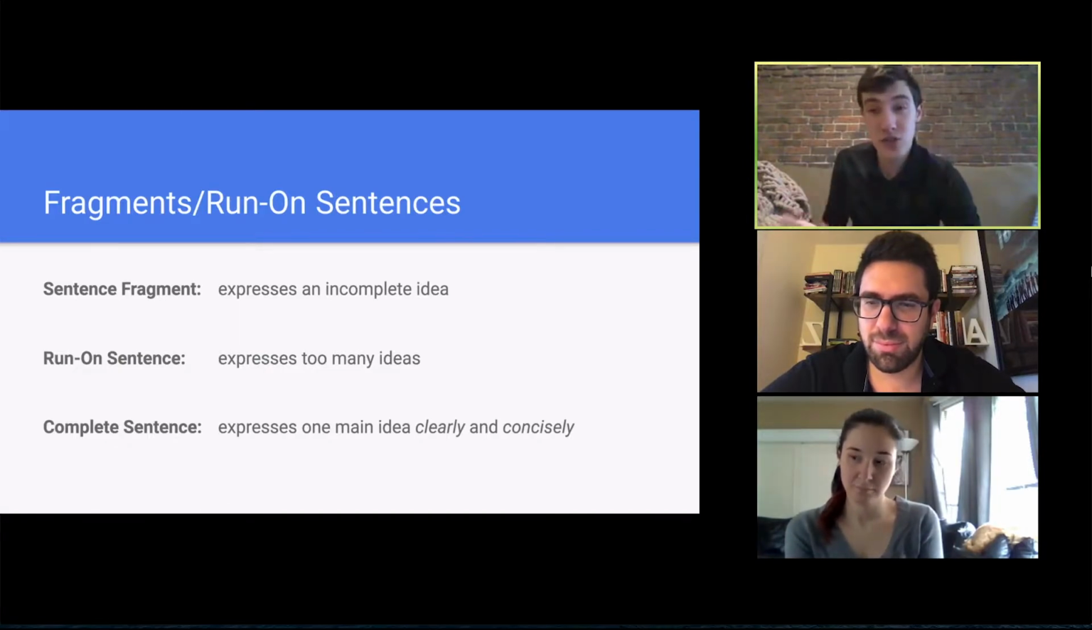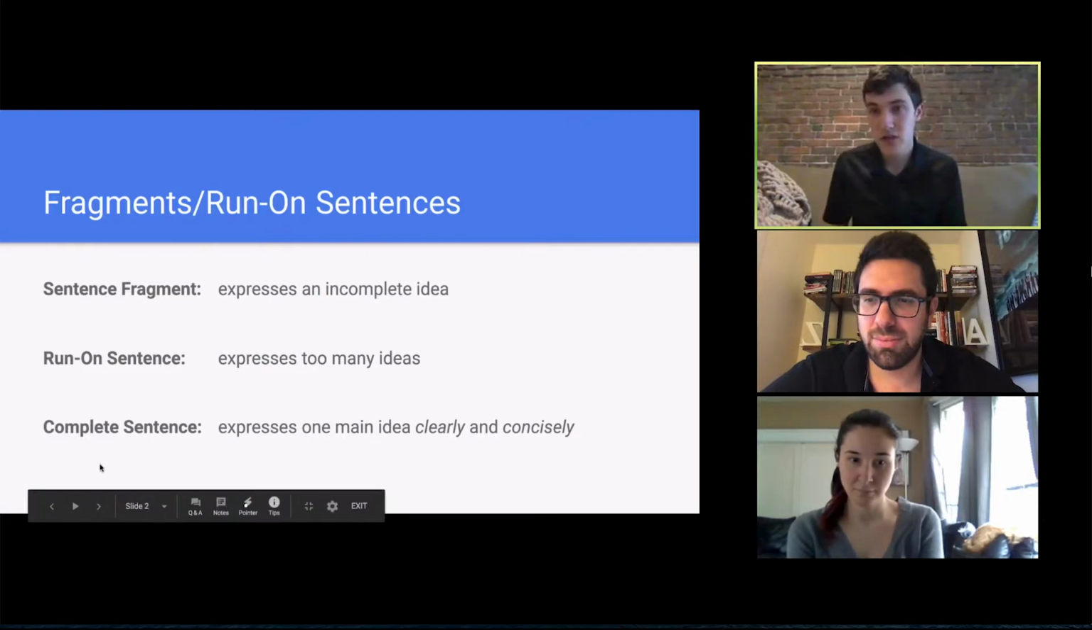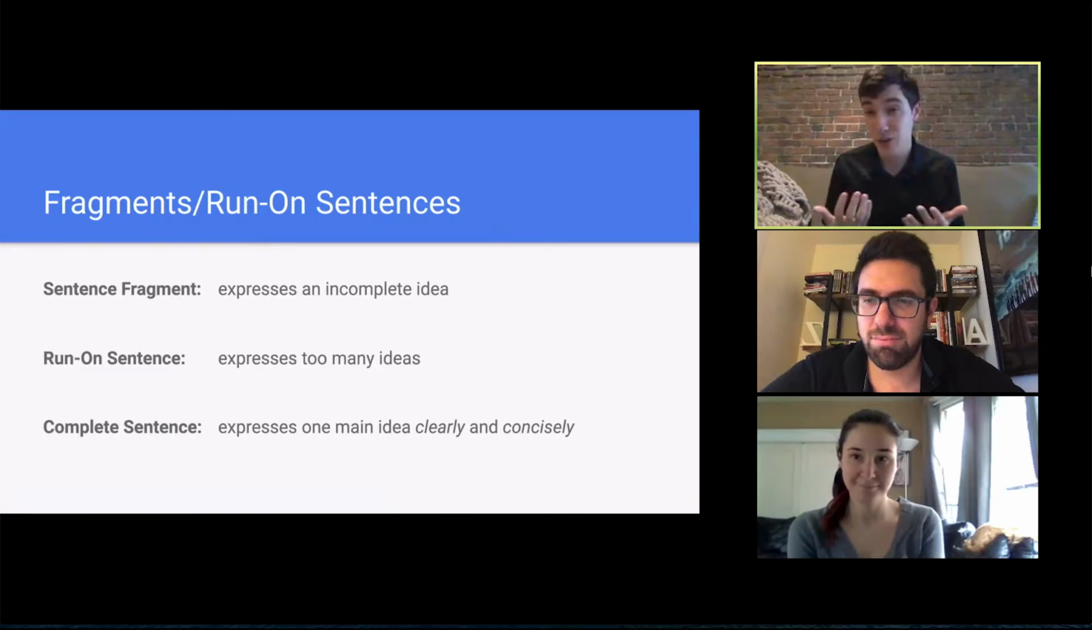So as you start to do your revisions today on your rough drafts, the first thing we want to ask you to do is to look at the sentences you've already written and make sure that if you have any fragments or run-ons, that you are making the edits necessary to turn those into complete thoughts. So let's look at some examples to help us understand how to do that.